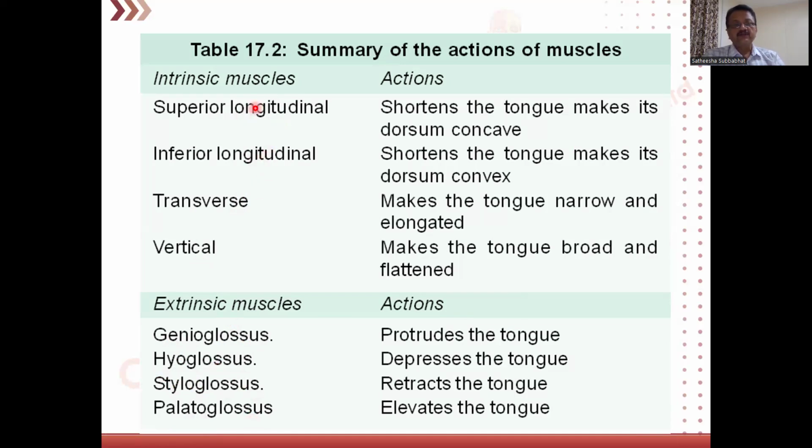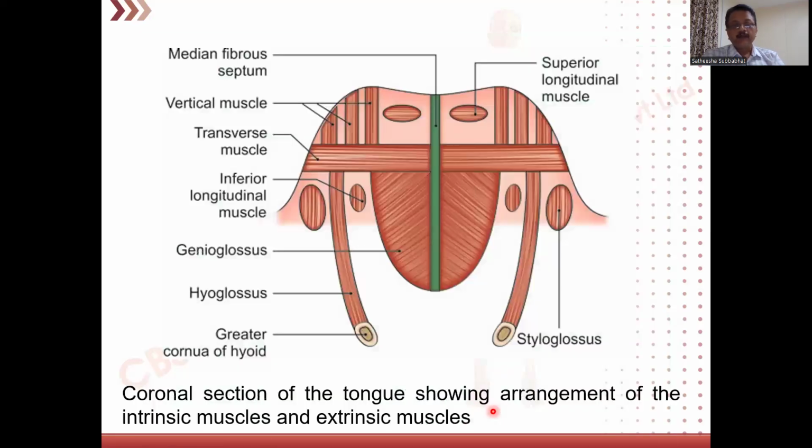Very interestingly, these intrinsic muscles, when they act, change the shape of the tongue by shortening or elongating or by flattening. Whereas the extrinsic muscles, when they act, change the position of the tongue. For example, the genioglossus protrudes the tongue, hyoglossus depresses the tongue, styloglossus retracts the tongue, whereas palatoglossus elevates the tongue. Now, this is the cross-section of the tongue again to show the various muscles, both intrinsic and extrinsic muscles. Okay.